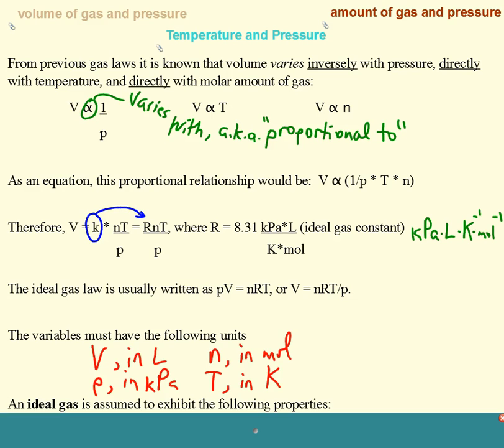Of course, if we want to relate them all to volume, then it would be a product of n times R times T divided by P. Okay, so that is the ideal gas law.